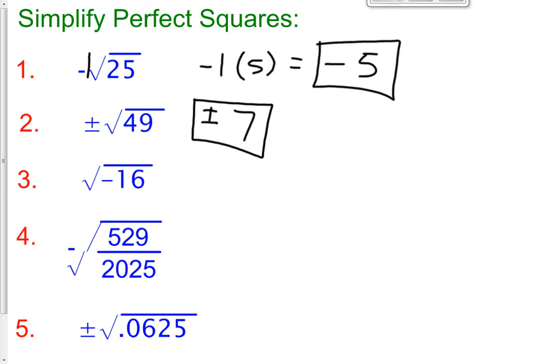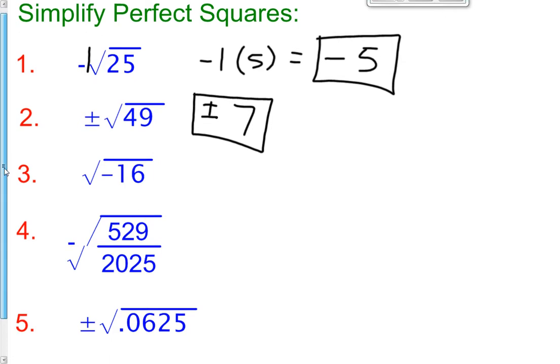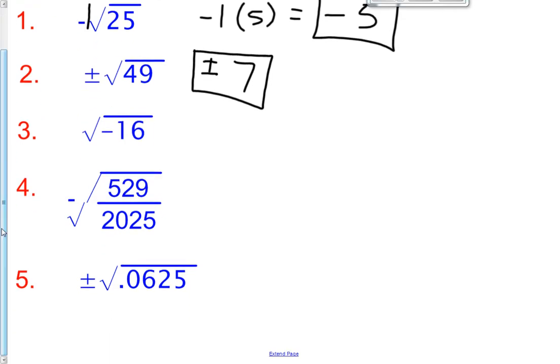Take a look at problem number 3, a little bit of a tricky one. The square root of a negative 16. What times what gives a negative 16? Well, 4 times 4 gives a positive 16. And then if we talk about a negative 4 times a negative 4, that gets us a positive 16. So what gives us a negative 16? In this case, there is no real answer. There's no two integers that I can multiply by each other to get a negative 16, so I can't take the square root of a negative 16 and get a real answer. So for number 3, the answer is there is no real answer.